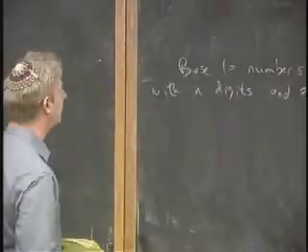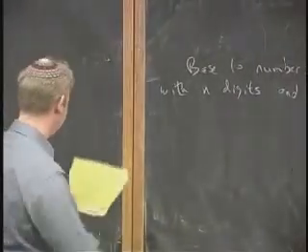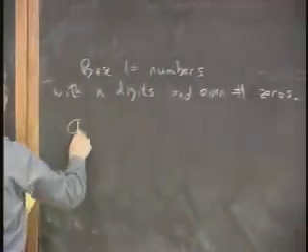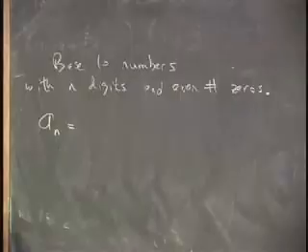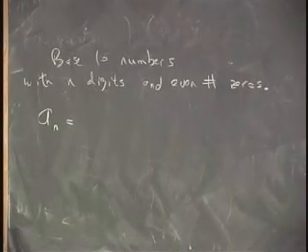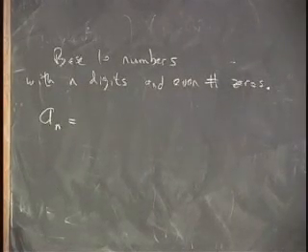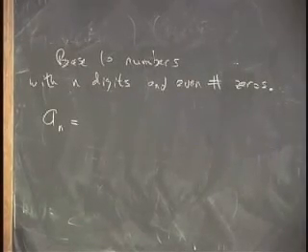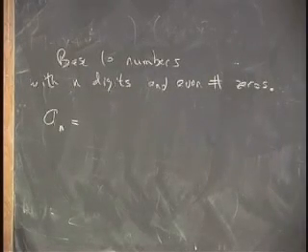All right, so here's my recurrence equation. I'm going to call this number a sub n. A sub n is the number of base 10 numbers with n digits and an even number of zeros. And first let's come up with a recurrence equation for this. This is sometimes the hard part. This is the part where everybody says, well, I don't know how to come up with a recurrence equation.